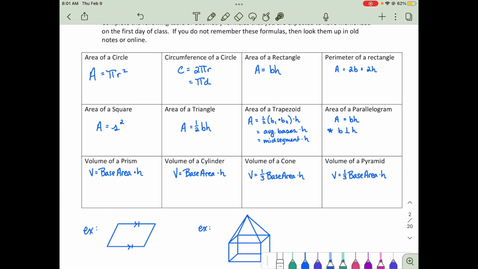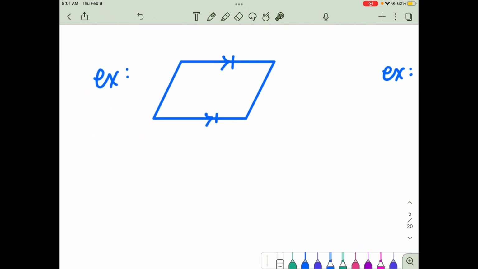And then another thing I want to talk about for area of a parallelogram, the base has to be perpendicular to the height. So if we come down here, one common error is that, let's say this was 10, people would use this segment as the height. This is not the height, right? Because the height has to be perpendicular to the base. So if I draw in here, this would be the height, right?